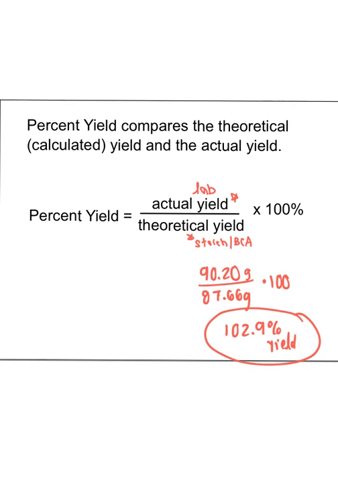Well, when we have a percent yield higher than 100, that means whatever I made in the lab weighed more than it was supposed to.